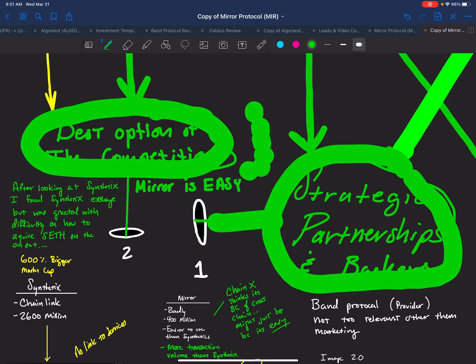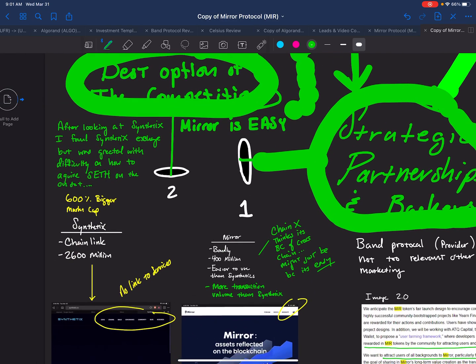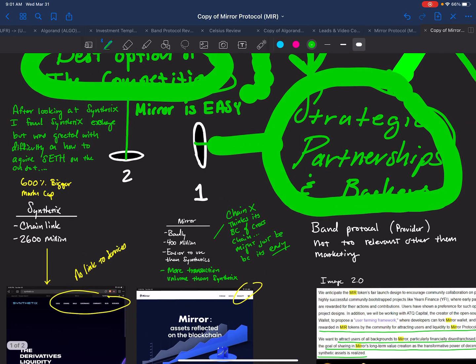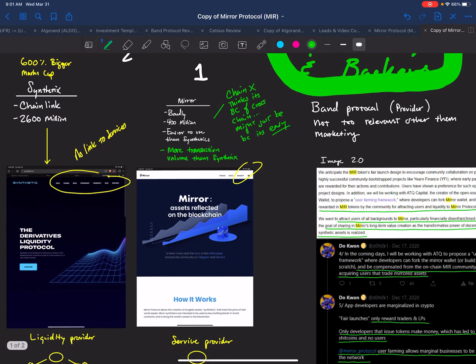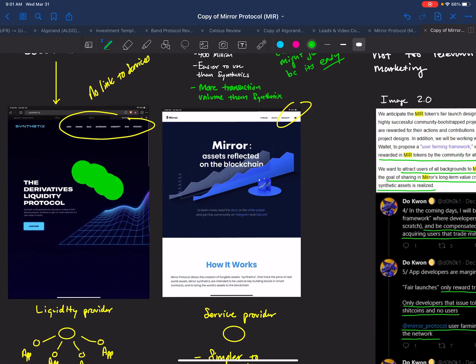MIR is way easier to use than Synthetix. I found Synthetix exchange, but I was greeted with difficulty on how to acquire synthetic Ethereum so I can even trade. If it takes more than 10 minutes, people aren't going to use it. I was actively looking around for how to trade Synthetix. I went to the Synthetix website, and I couldn't even see where I could trade. You have to scroll down and look at their different things that utilize it. But it's made for nerds right now.